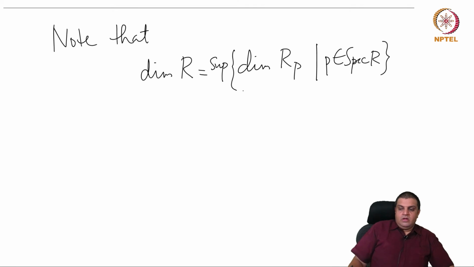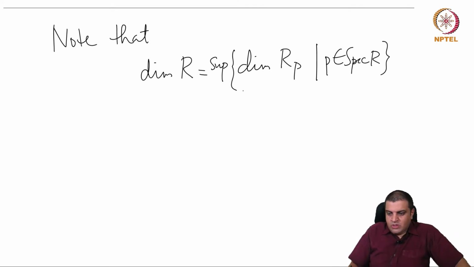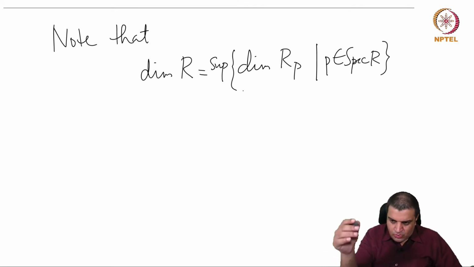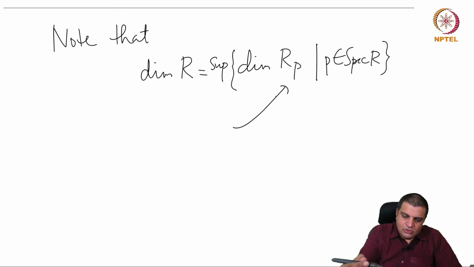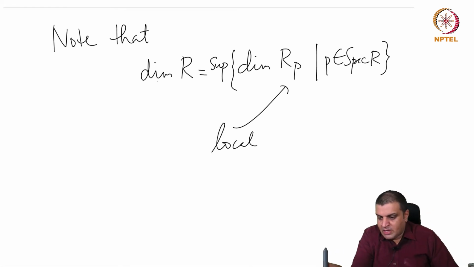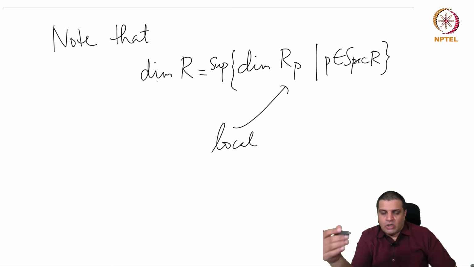So in some sense it is enough to understand the theory of dimension of Noetherian local rings. So let's assume this is a local ring. We are interested in Noetherian local rings, and therefore this tells us that it's enough to know it for Noetherian local rings.